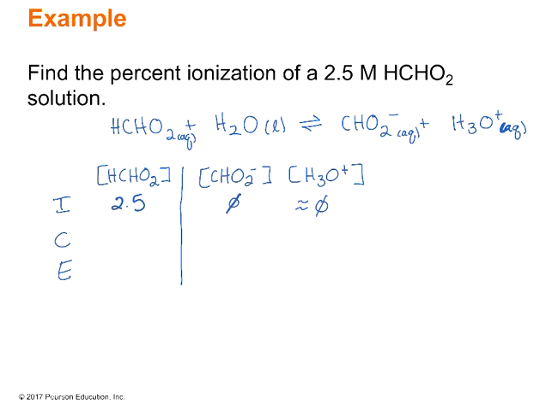Okay, and then for change, we're losing some amount of our reactant, and then that reactant is becoming product, so we are gaining some amount of product. And we're just showing that change as X. And then we're going to add up the first two rows to get our equilibrium expressions for each. And now we're going to do the same thing we did before. We're going to write out our acid ionization expression.